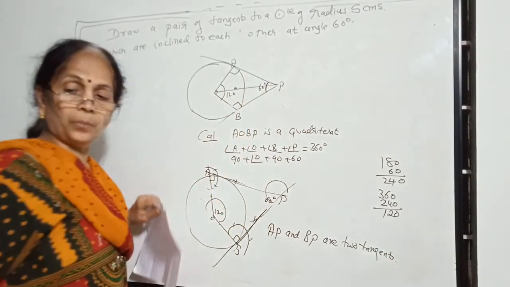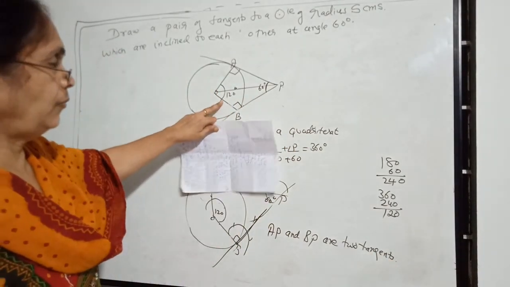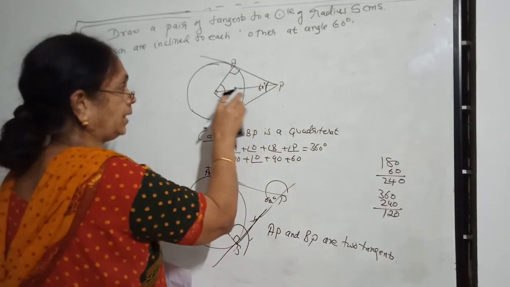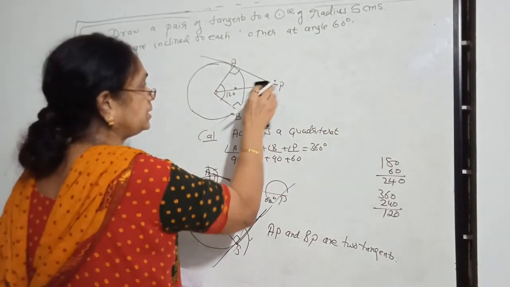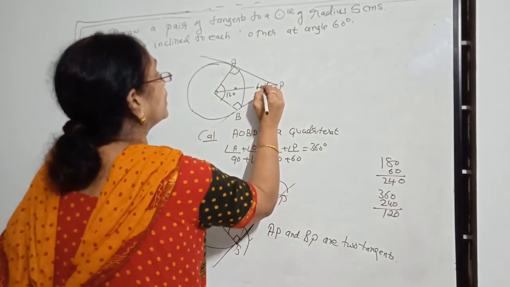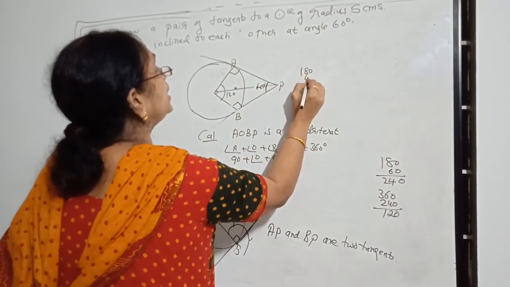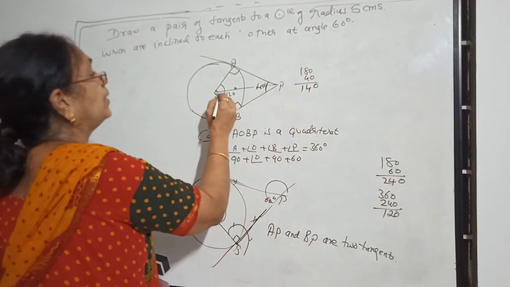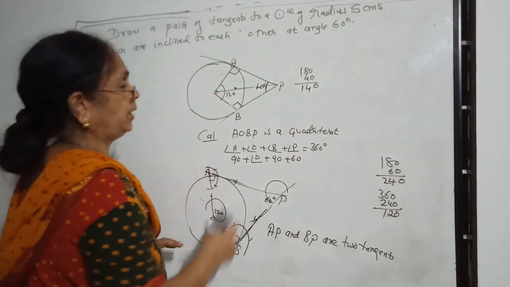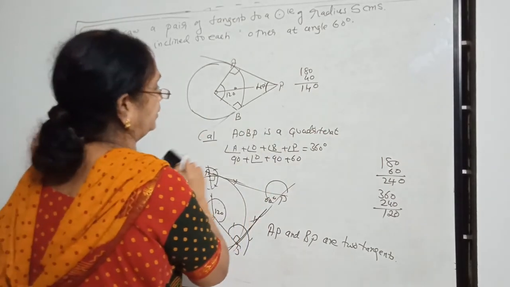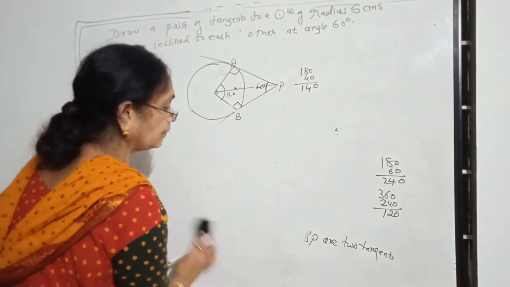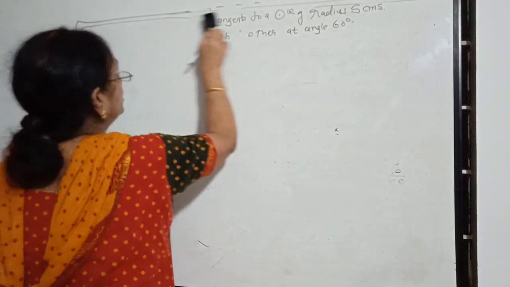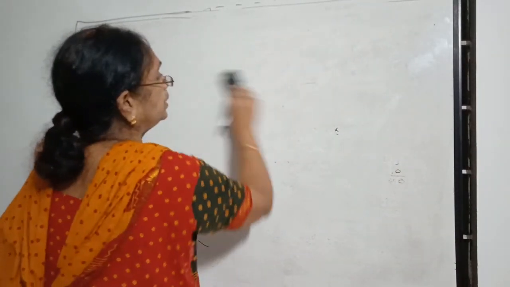So very simple theorem. Be very careful here. Suppose they give this as 40. This is already 90, 90 is 180, so 180 minus 40. So what is this answer? 140. So here it will be 140. Keep this in your mind. So this is about the construction. I finished about the theorem, the construction.